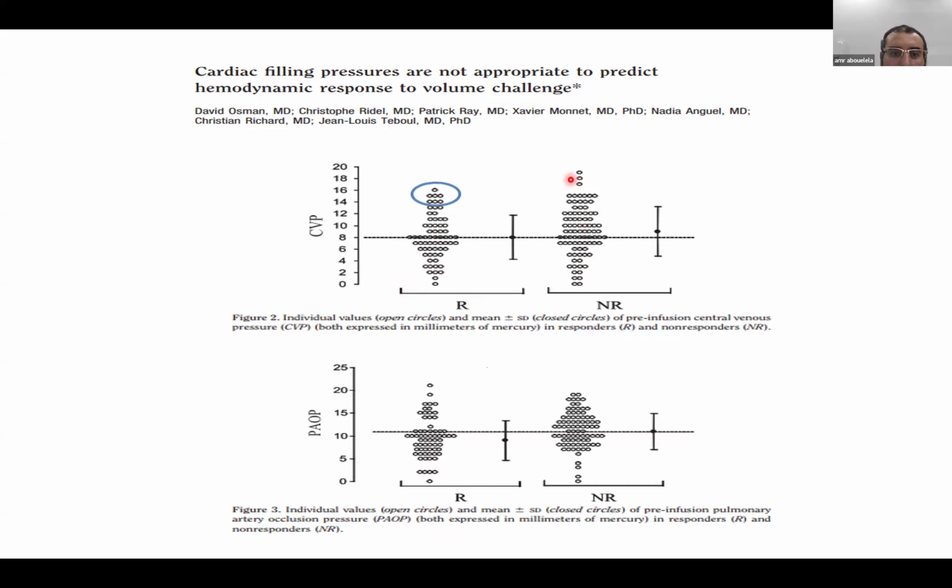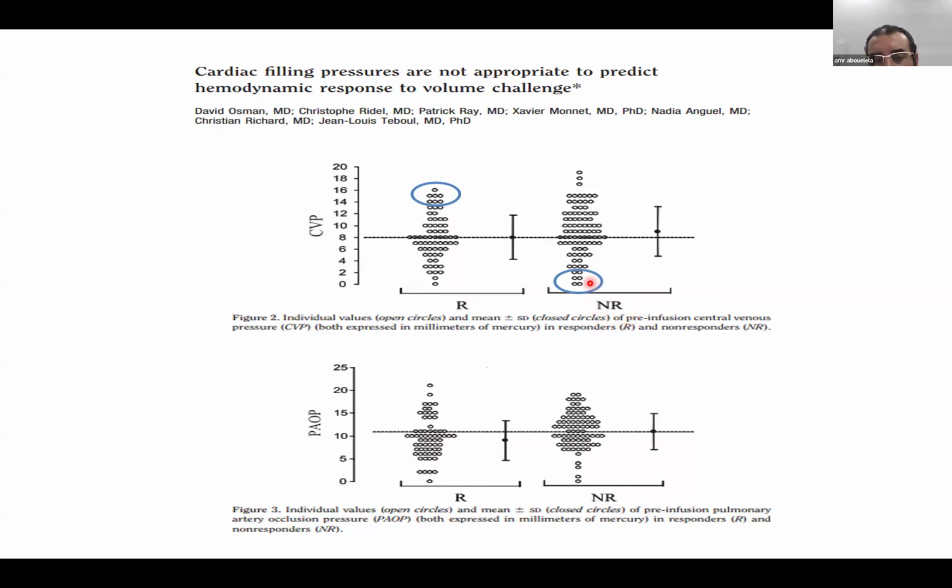What is very striking here is that we have patients with a very high CVP, reaching up to 15 or 16, and those patients are responders. Despite a high CVP, they respond to fluid, increasing the cardiac output by more than 15% while giving fluids. On the other hand, with a very low CVP, down to 0, there are some people who are non-responders. People with a CVP of 0, we are very happy and confident to give them fluid. Again, they are non-responders. The cardiac output did not improve.